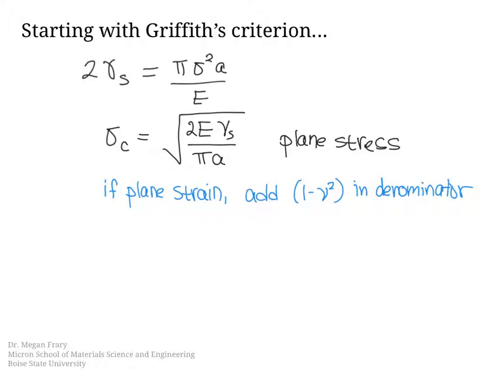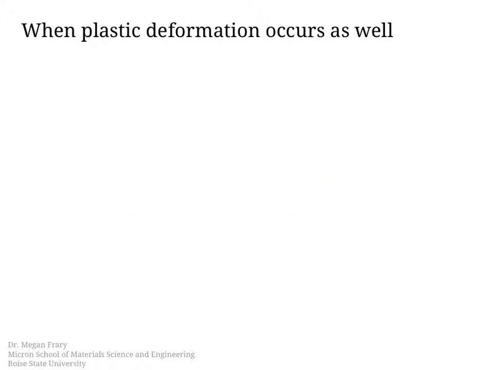The Griffith criterion gives us essentially the critical stress where the crack will begin to propagate depending on these material properties and the crack geometry itself. It didn't, however, consider what would happen if there was also plastic deformation occurring in the material. So let's look at that next.